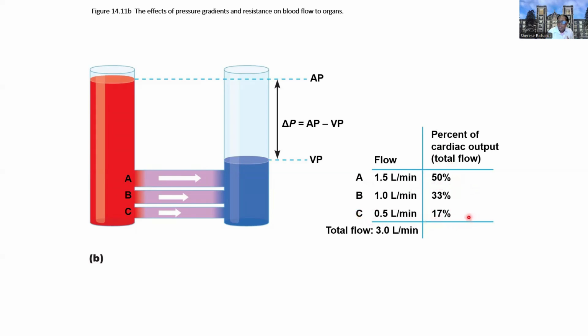Alternatively, other systems like your skin, for example, unless you're flushed and really hot, that's not going to get very much of your perfusion. So that might get scenario C, very little in terms of flow rate, more vasoconstriction happening, and then a smaller amount of your total cardiac output. Okay.